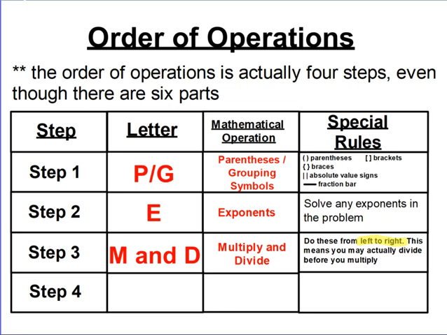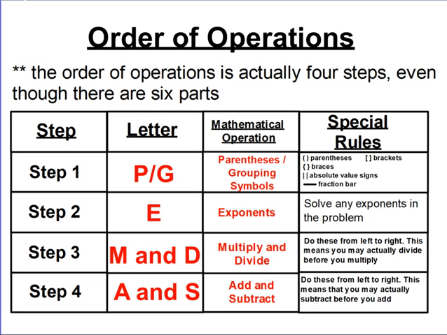Okay? The fourth step is the last one. That includes the last 2 letters, A and S. That's for add and subtract. You do the same exact thing with adding and subtracting that you do with multiplying and dividing. You solve them from left to right. So you don't always add before you subtract. You solve whichever one comes first, just as if you were reading a book.